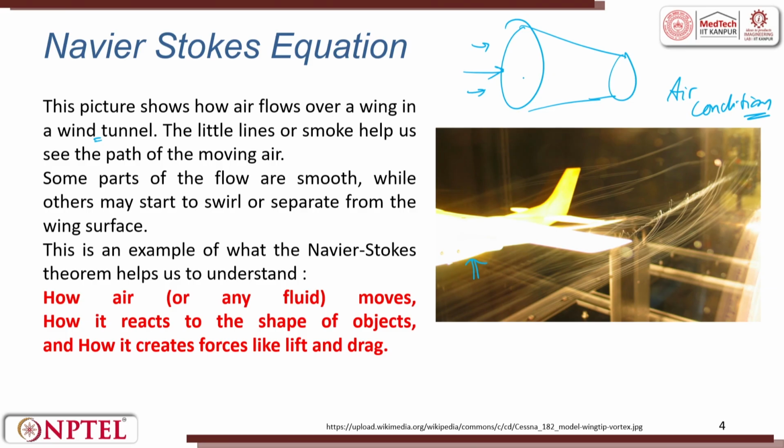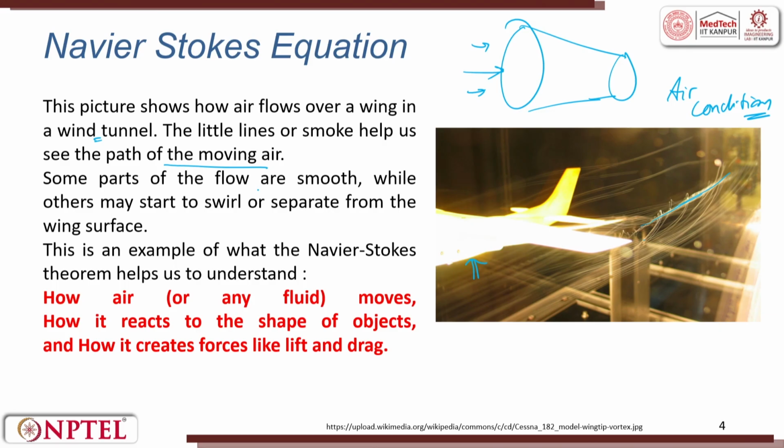It is a tunnel where wind velocities can be changed. You can go for Mach 1, Mach 2, Mach 3. You can have varying temperatures. You can have varying air densities, whatever it is. The little lines or smoke help us to see the path of the moving air. So, this is the moving air.